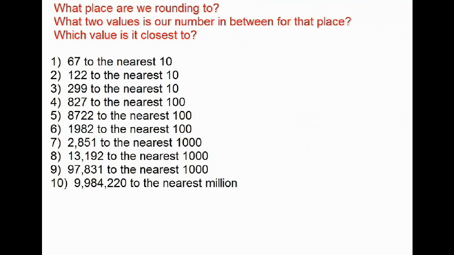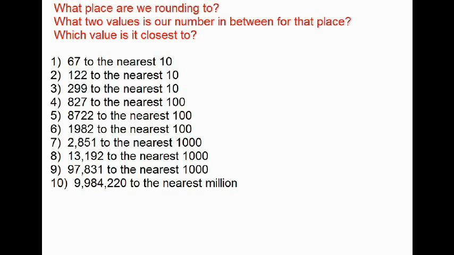So to finish off our lesson on rounding numbers, I'm going to ask you to answer each one of these 3 questions for these 10 questions here. So the first question is really already answered for you. For each one, it tells you which place you're going to round to. But for each question, express or write down which two values is our number in between for that place.